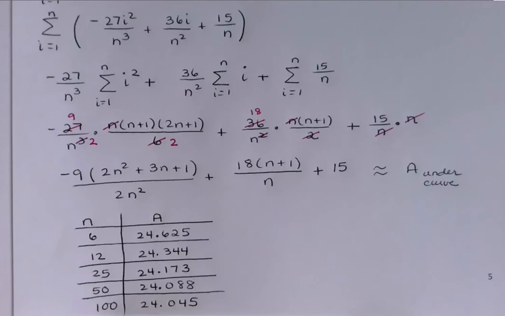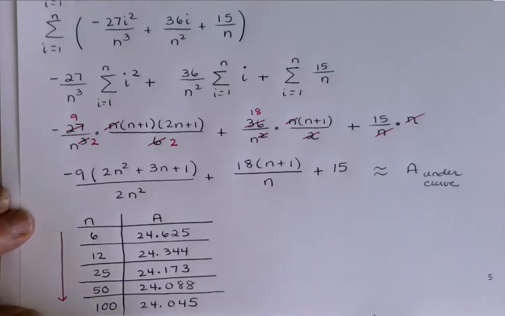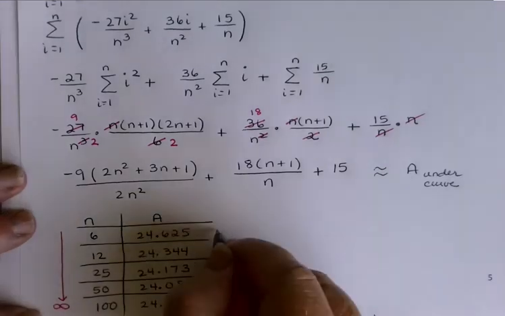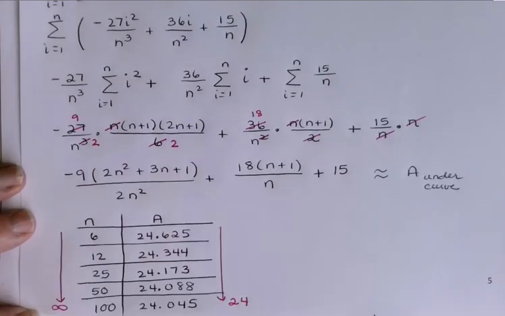Okay. So, what do you think? Based on the pattern that you see in this table, do you think that you could approximate, or guess, I should say, the exact area under the curve? The more rectangles we use, the area seems to be getting closer and closer to what value? Looks to me like these numbers are all getting closer and closer to 24. So as the number of rectangles gets larger and larger, we could say it's approaching infinity. The area seems to be approaching 24.